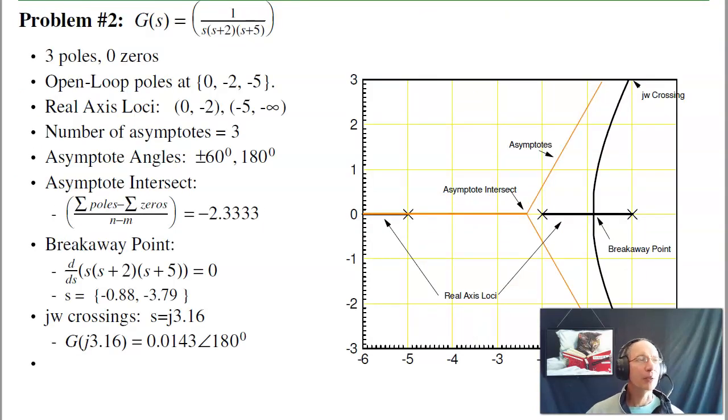Second example. Suppose I have 3 poles. I've got a pole at 0, minus 2, minus 5. So put an x at those 3 spots. Real axis loci. It goes to even odd. So here is 0, 1, 2, 3. The real axis loci are between 0 and minus 2, and minus 5 to minus infinity.